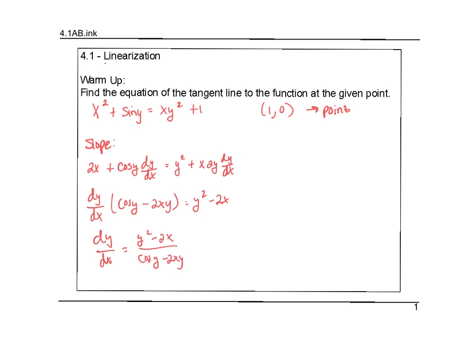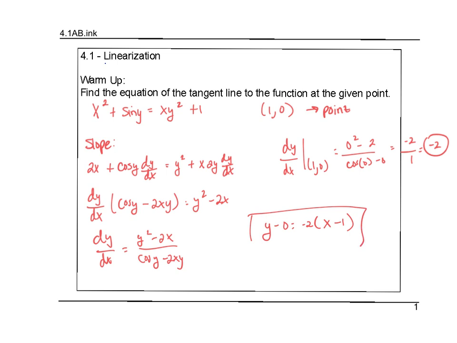Okay, at this point I can plug in the point 1, 0, so that I have my slope at that moment. And I would have an answer of -2 for my slope. So my equation of the tangent line is y minus 0 equals -2 times quantity x minus 1. And that tangent line would allow me to approximate values that are very, very close to this point for the given equation.